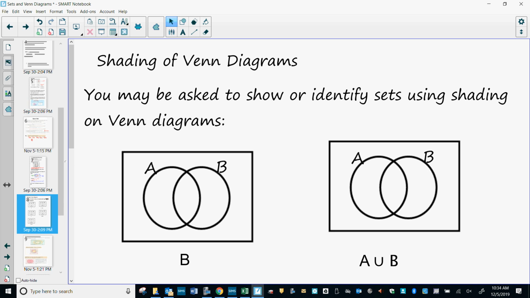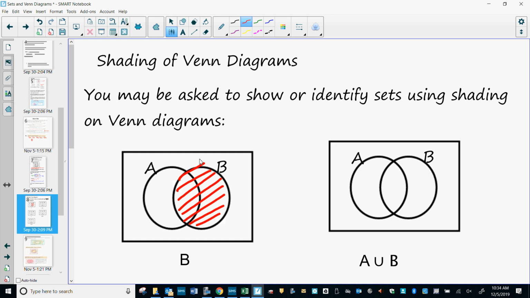So, for example, here we've got our Venn diagram. They've asked us to shade set B. That means I'm going to shade everything that is involved in circle B. Now, I happen to have shaded some of circle A as well, but I have done what they've asked me. I have shaded set B. You're happy with that?